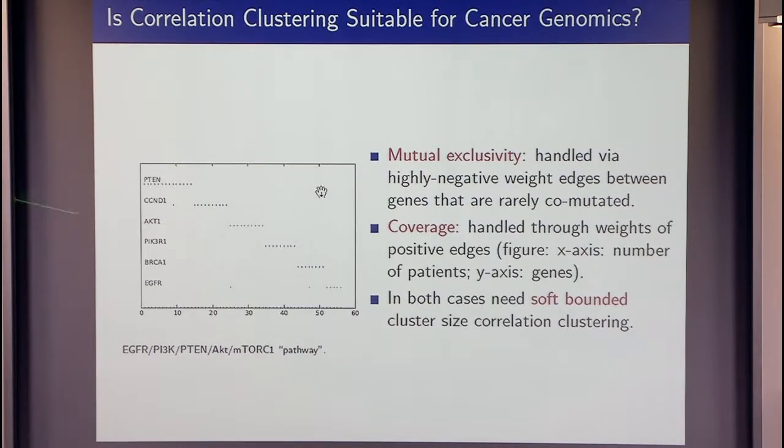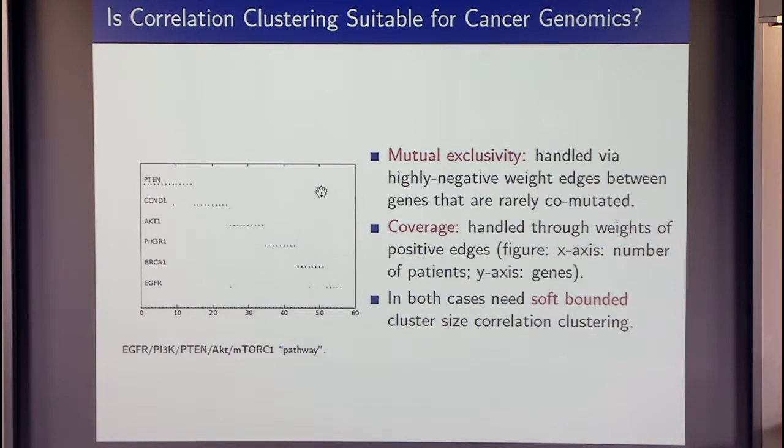The idea of coverage, or how to accommodate coverage in this question, is basically through the weights of the positive edges. So you would have to assign, in a very careful manner, the positive weights of the edges in such a way that you get this nice coverage, that most patients will have mutations within one group of genes, so that you have this x-axis which corresponds to the number of patients, showing this nice coverage of all 60 patients with respect to these 6 mutated genes.